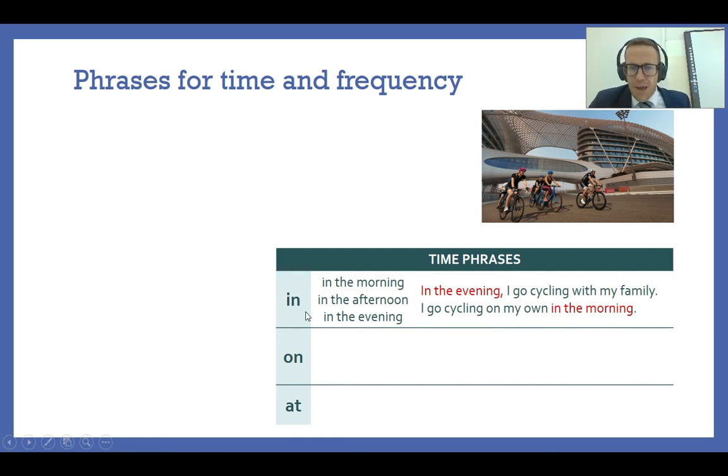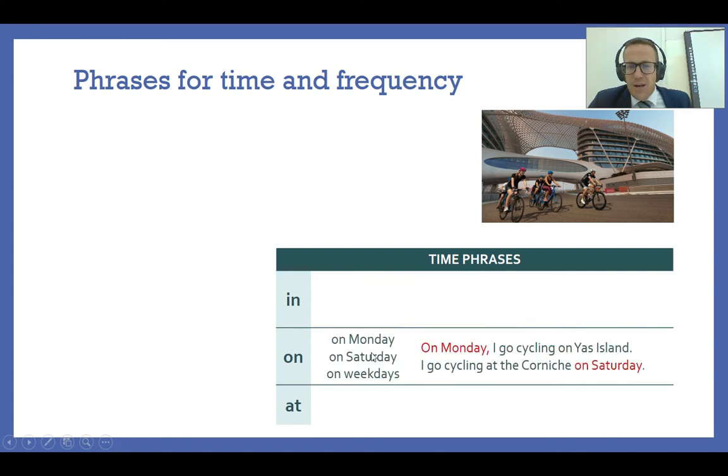And remember to use in for the time of the day. On Monday, on Saturday, on weekdays. On Monday, I go cycling on Yas Island. I go cycling at the Corniche on Saturday. So again, we can put it at the start and at the end, and you put a comma after the day at the start.